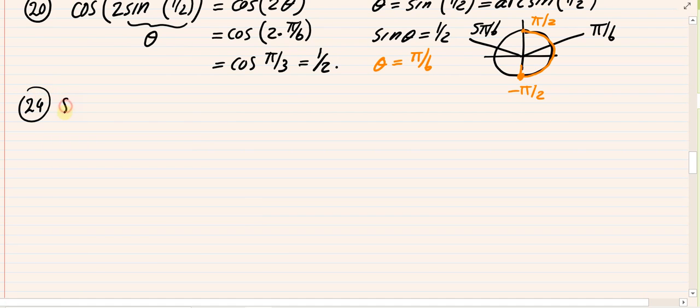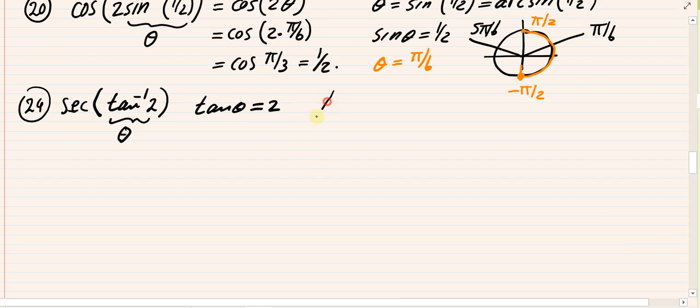We have secant of tan inverse of 2. So remember, this is our theta. Inside is theta. So that means by definition of inverse, tan theta is 2. So now this is not a special angle. We need to actually draw a triangle here and find secant from the triangle.